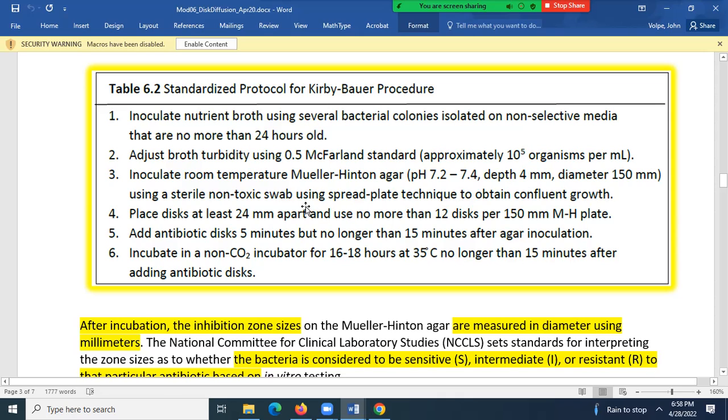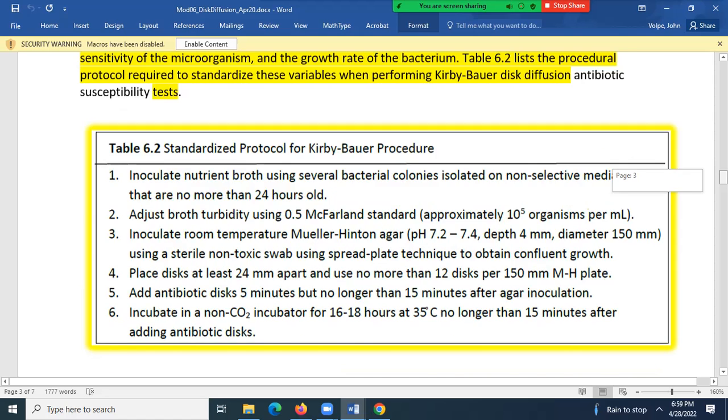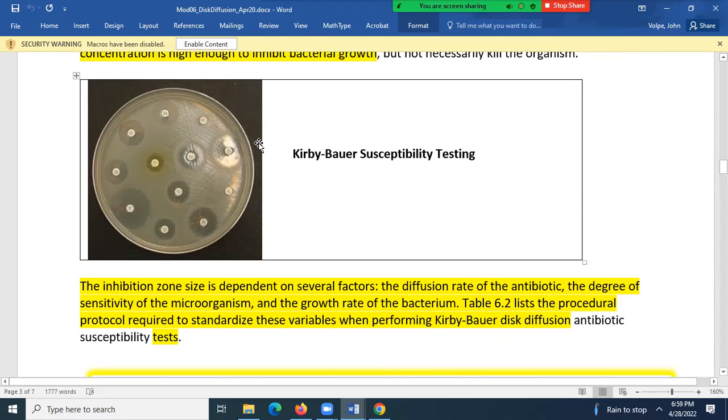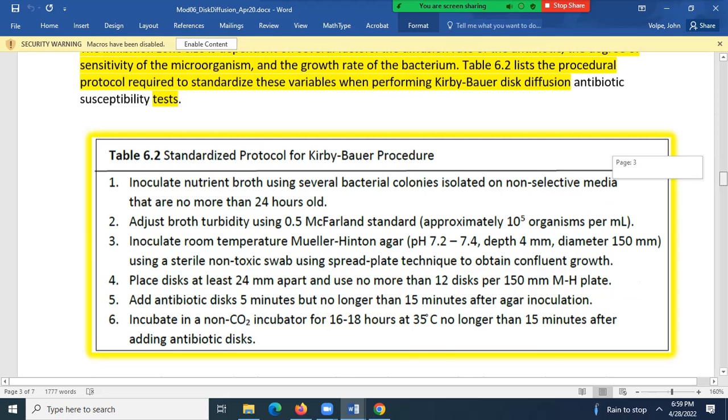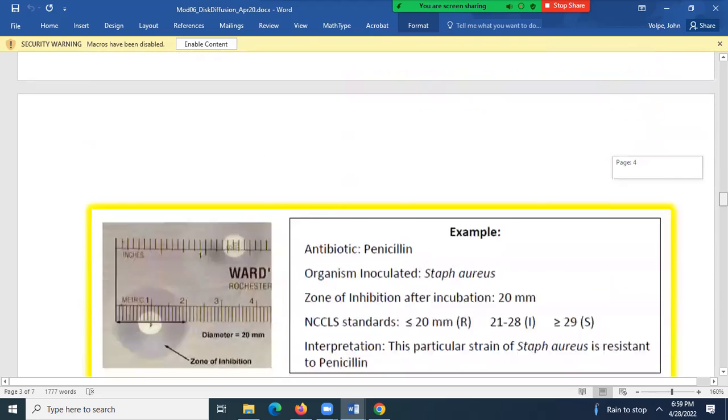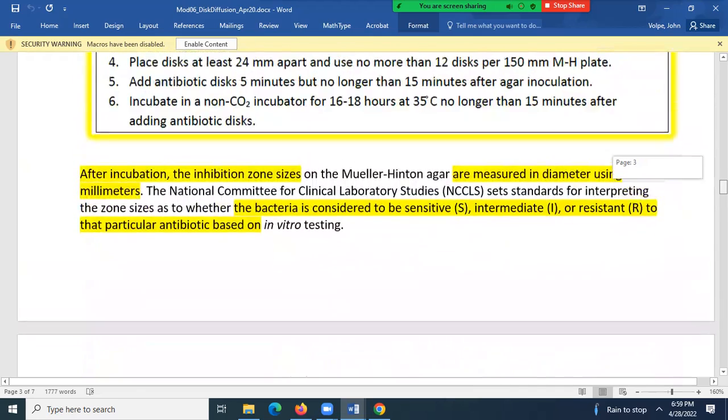You use a non-toxic swab to spread the bacteria on the agar plate to obtain confluent growth. And that's why I said the bacteria grows everywhere, and we call it a lawn of bacteria. In this lab, we'll see how you do that. You then place the discs at least 24 millimeters apart and no more than 12 discs on the plate. So right there, no more than 12 discs, and all the discs have to be at least 24 millimeters apart. They can be further, but they have to be at least 24 millimeters apart.